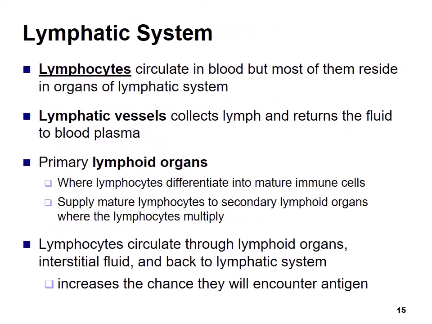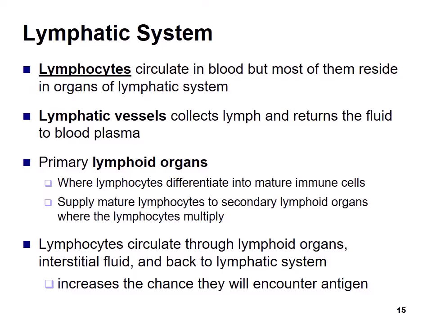So I know we already talked about the lymphatic system a little bit last chapter, but the lymphatic system is important in these specific defenses because you've got lymphocytes that are going to circulate in the blood and also lymphatic system. And you've got lymphatic vessels that are going to collect the lymph and return the fluid to the blood plasma. And you've got these lymphoid organs that are going to help differentiate the lymphocytes and help them become mature immune cells and supply these to the lymphoid organs where they're going to multiply.